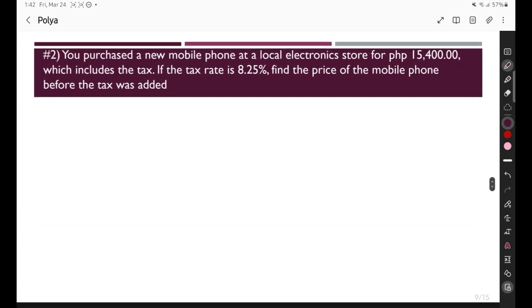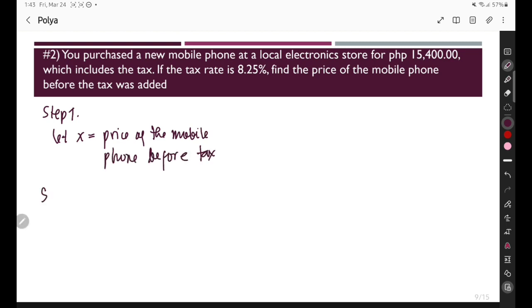Next example. You purchased a new mobile phone at a local electronics store for 15,400, which includes the tax. If the tax rate is 8.25%, find the price of the mobile phone before the tax was added. We start with step 1. We're looking for the price of the mobile phone before the tax was added, so let that be our x.